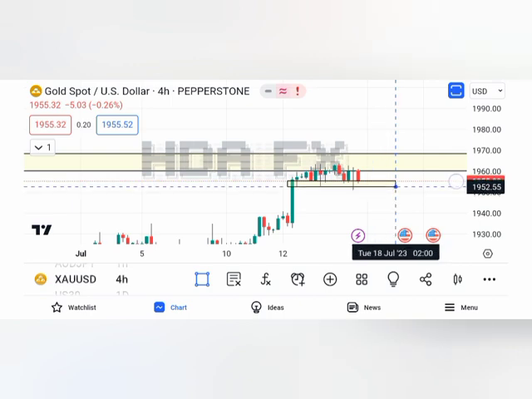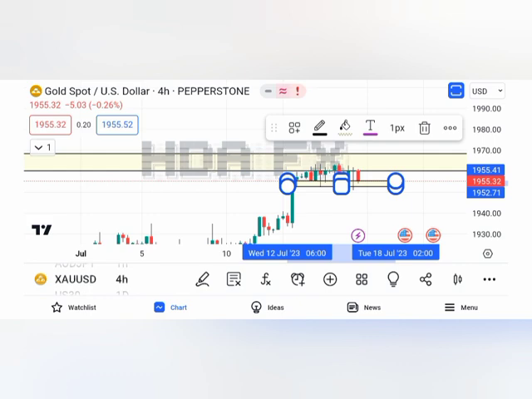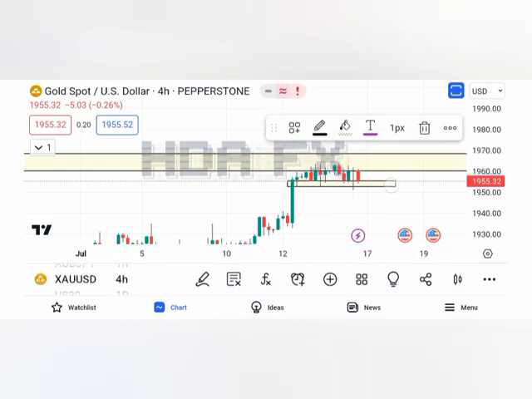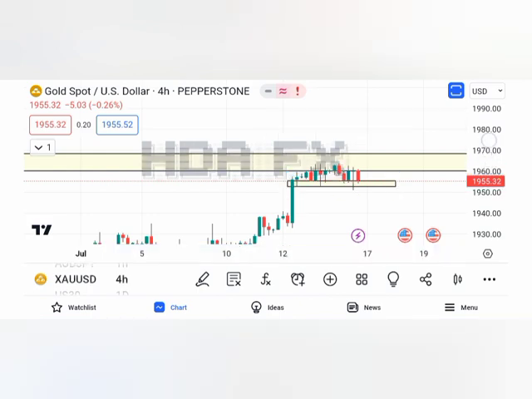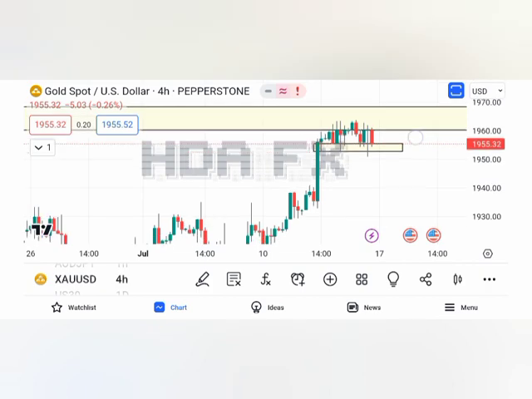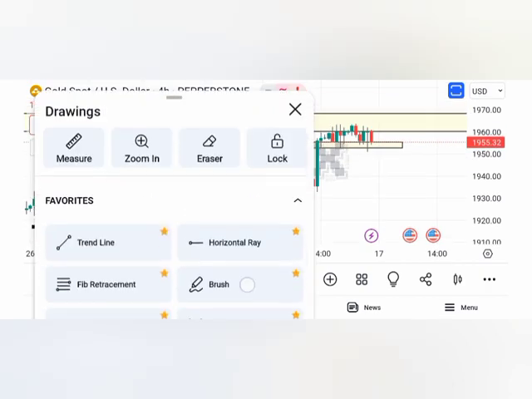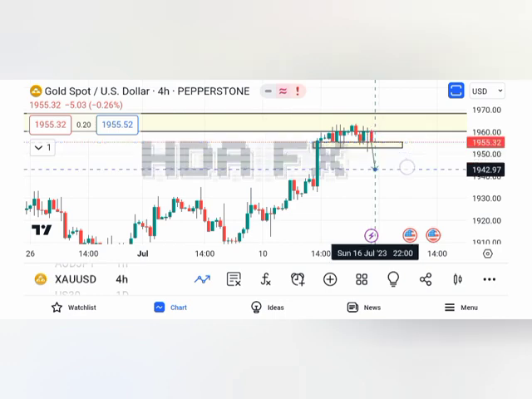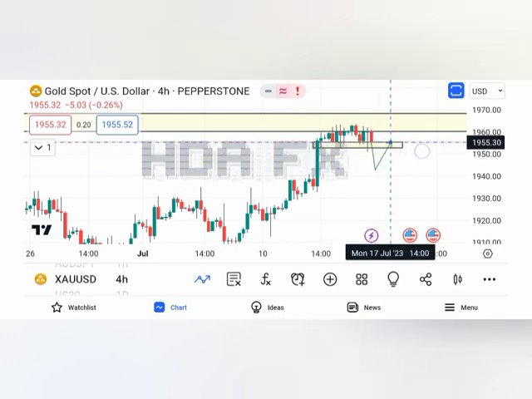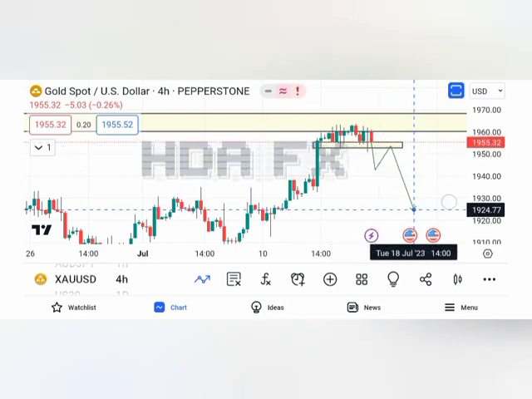And we can see that gold was ranging between this key zone here and this key zone here. So now what I want to see on gold is I want to see a break downward, then a retest to this key level, then a continuation downwards on gold.